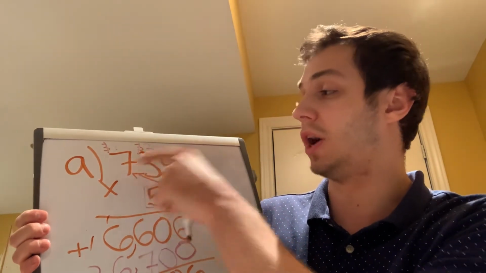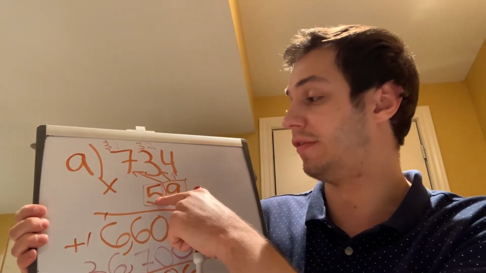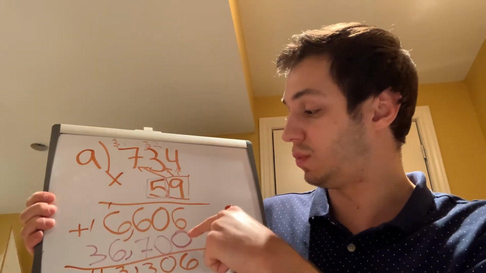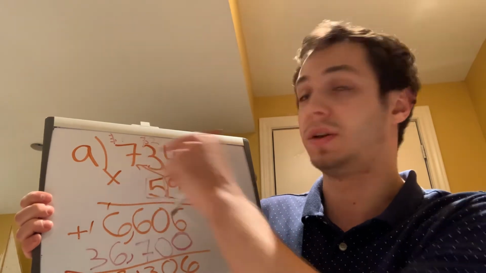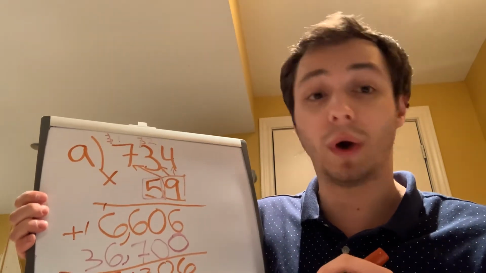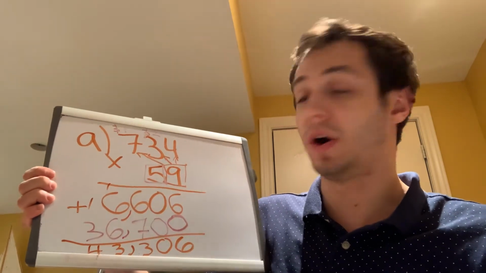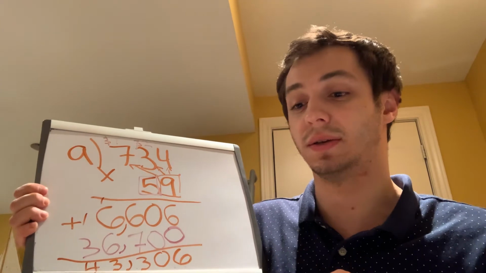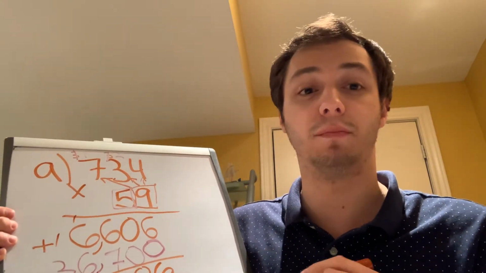So once again, what we did is we looked at our bottom number, we looked at the 9, and multiplied it with the top 3 numbers. Then what we did is we looked at the 5. We had to remember that this 5 is in the tens column, so we added our 0, and then we multiplied the 5 by the top 3 numbers. Once we did that, we added these two numbers up, and we got our answer, which is 43,306.